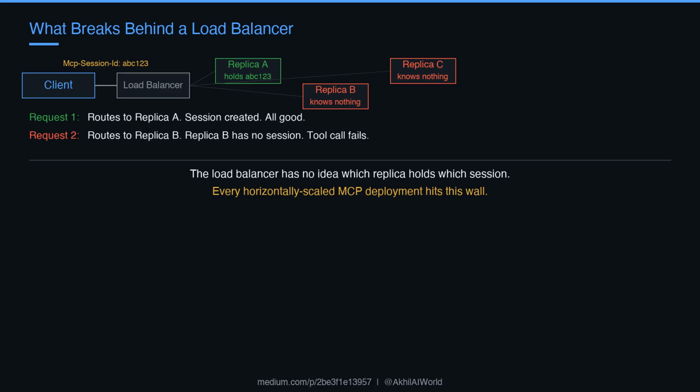The client sends a second request, still carrying ABC123. The load balancer routes it to replica B. Replica B has never seen ABC123. It has no idea what to do. The tool call fails. This is not a theoretical edge case. This is what happens the first time you horizontally scale any MCP server in production.